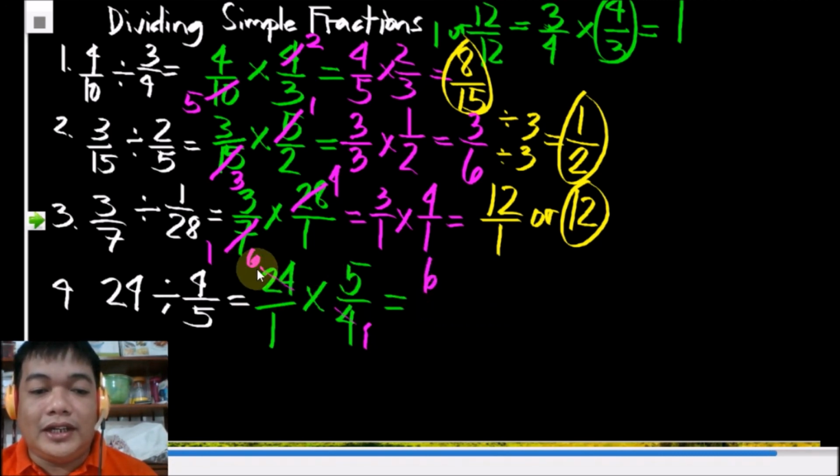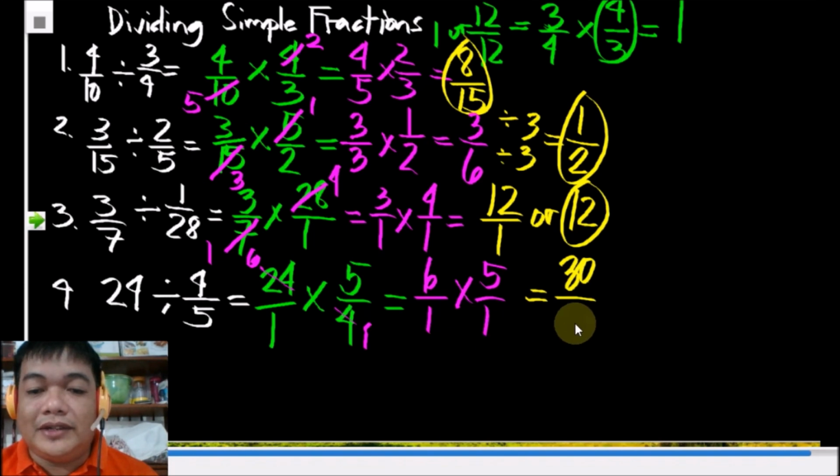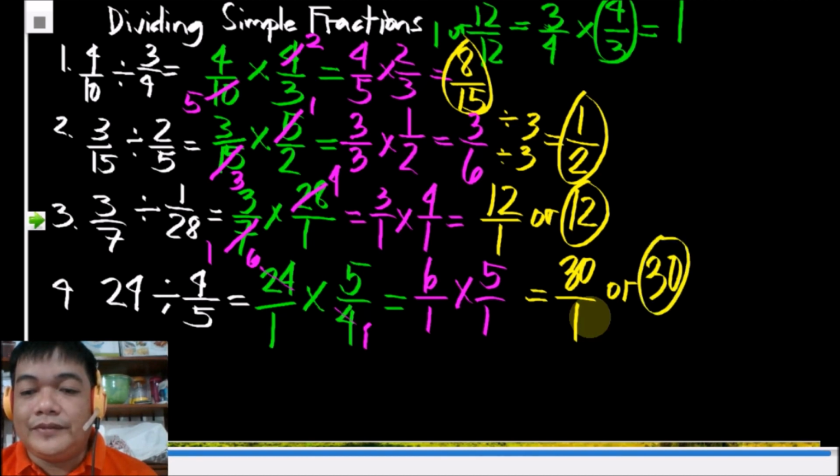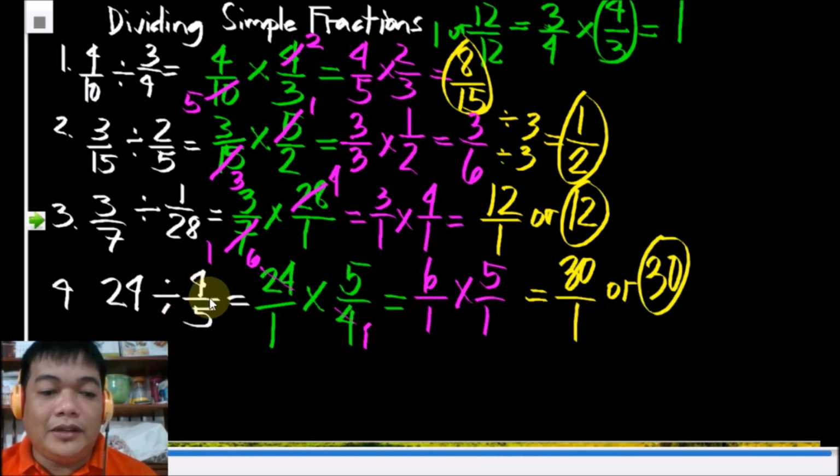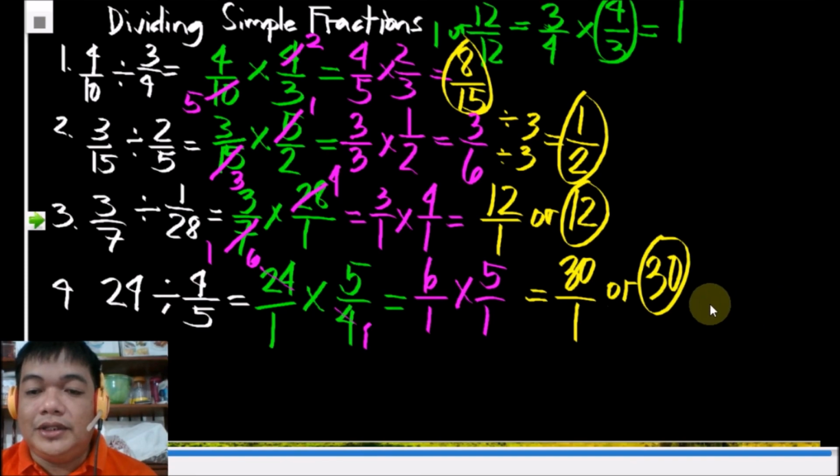So rewrite the fraction as 6/1 times 5/1. Proceed to multiplication. 6 times 5 is equal to 30, and 1 times 1 is 1, or 30/1, or the whole number 30. So 24 divided by 4/5 is equal to 30.